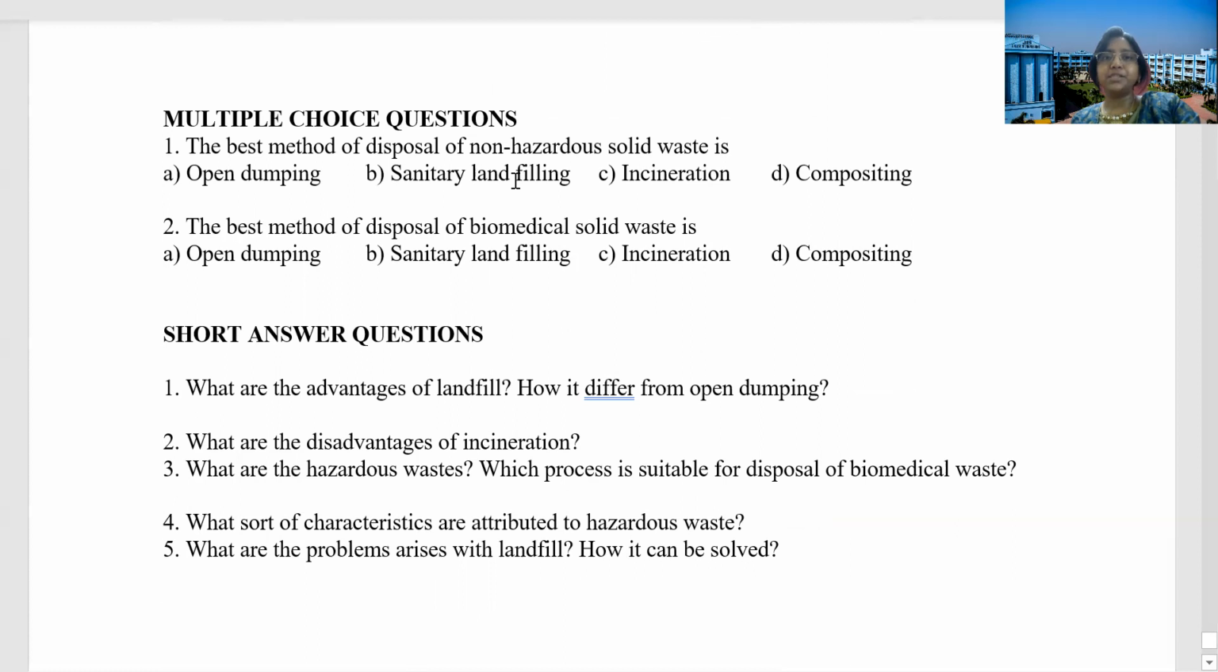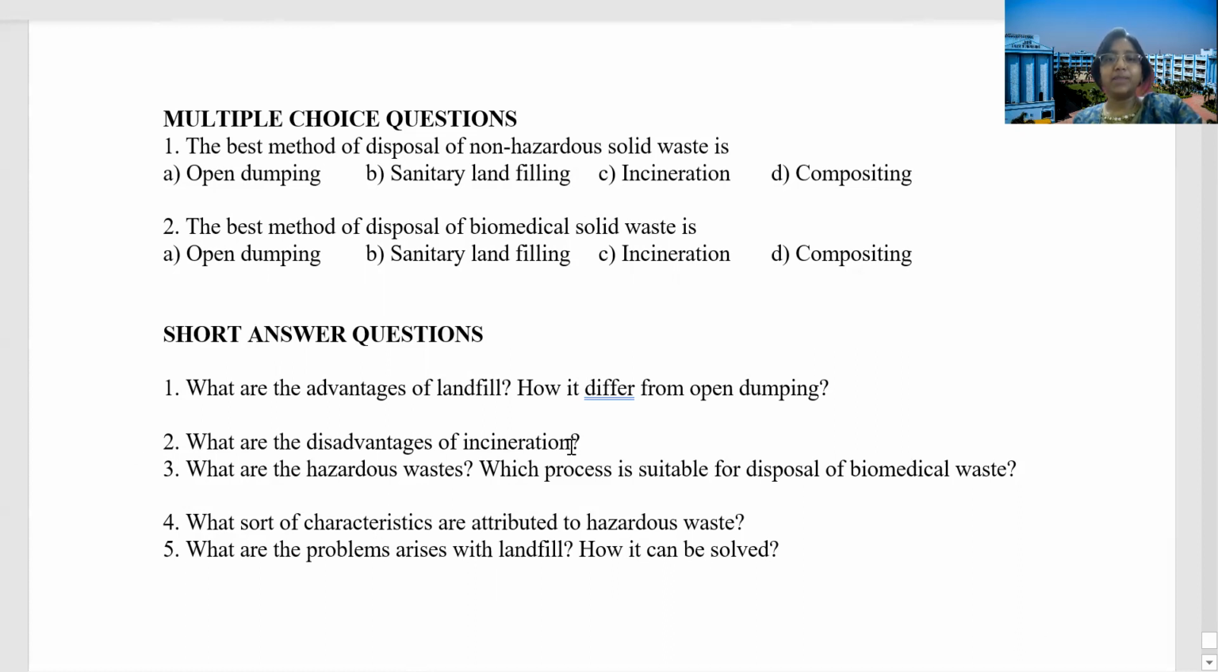The best method of disposal of non-hazardous solid waste is, what will be the answer? It will be composting. If it is organic, then it will be composting. The best method of disposal of biomedical waste is incineration, the burning process. The short answer type question: what are the advantages of landfill and how does it differ from open dumping? You can say that open dumping does not protect the environment. It attracts lots of pests and creates disease. But sanitary landfill is well designed and well organized, so it can protect the environment.